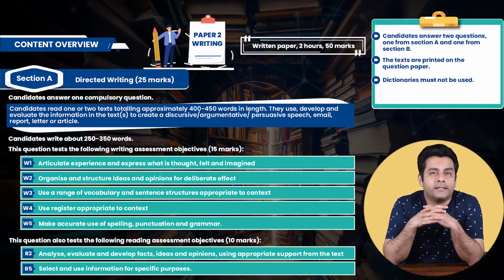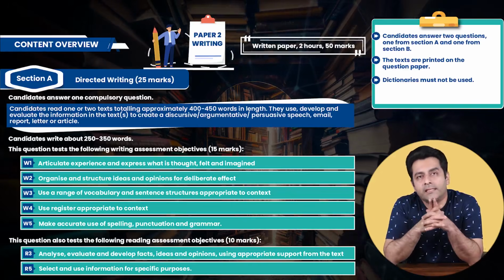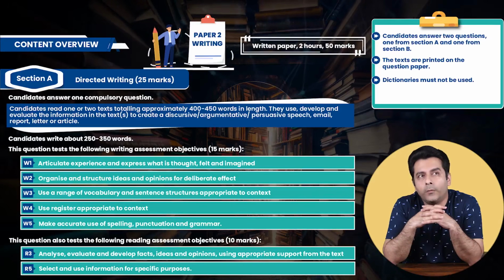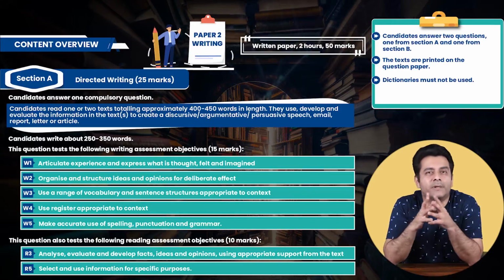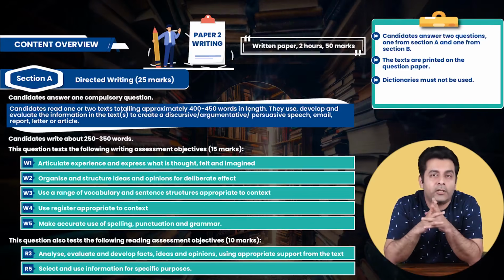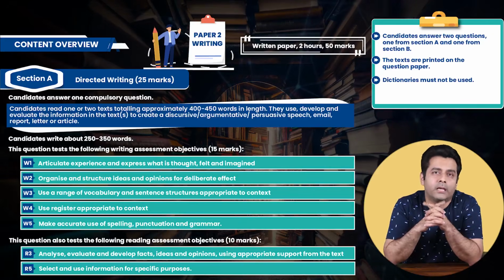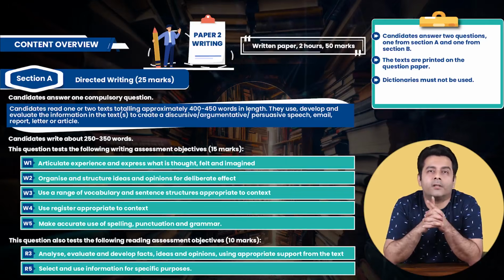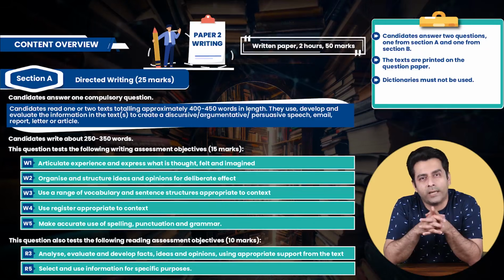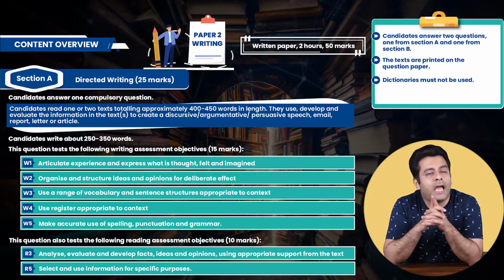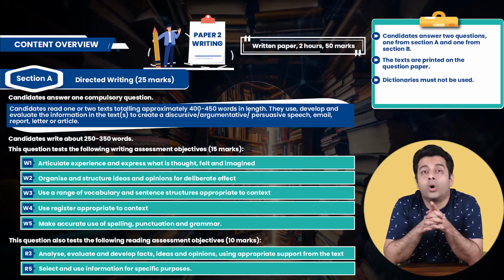Previously, we had a specific section of argumentative writing, but now we don't have any separate section for argumentative writing. The genre that we cover here in directed writing will tell us what sort of response we are going to compose. The question is going to instruct us. We are going to analyze if the examiner is asking us to write a persuasive, a discursive, or an argumentative piece of response.